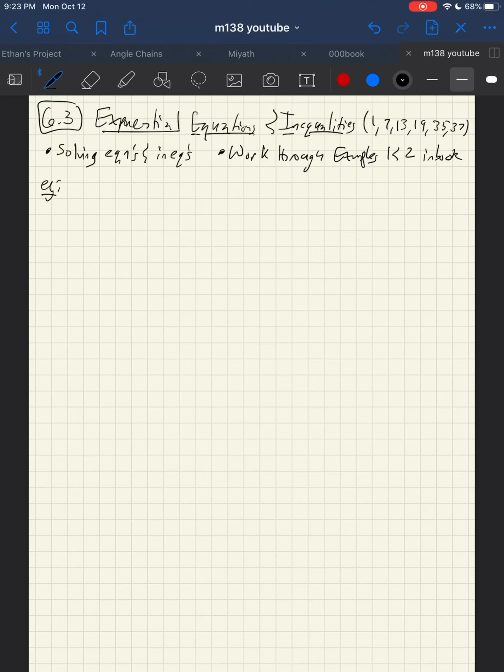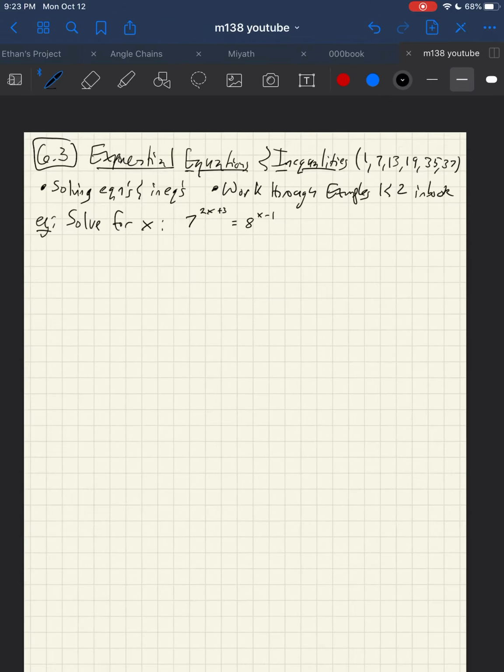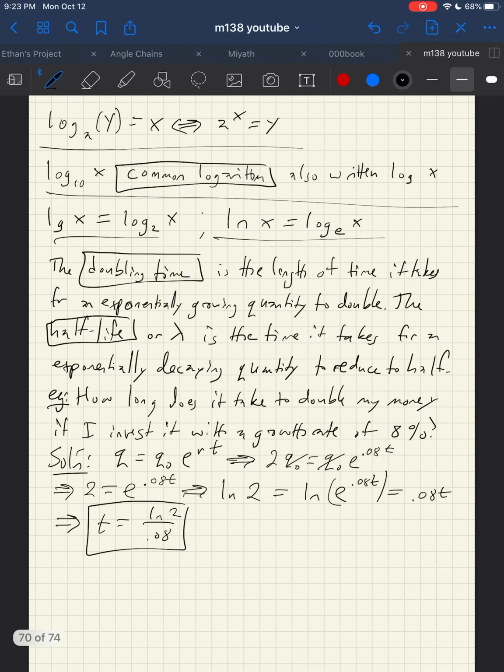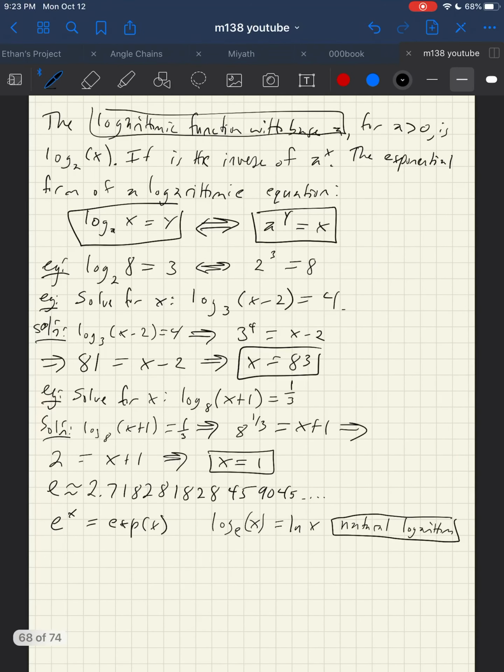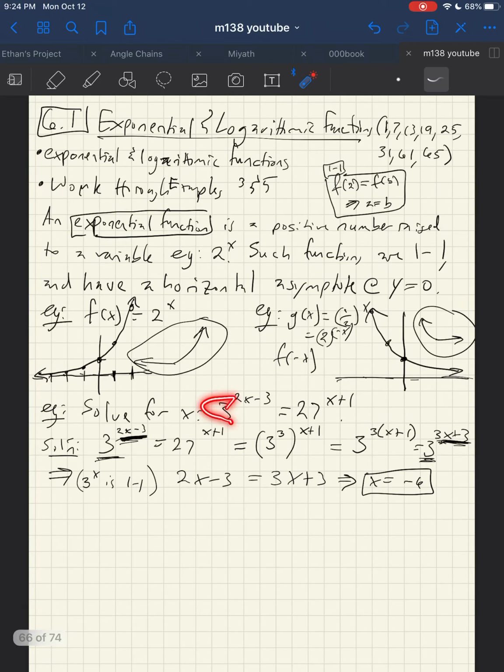So example, let's solve for x. We've got 7 to the 2x plus 3 equals 8 to the x minus 1. Now, several pages ago, we were able to solve exponential equations when we had the same base. When I had 3 to a power, and this 27 is actually 3 cubed, so this was also 3 to a power. So 3 to one power equals 3 to another power. Well, those powers had to be equal.